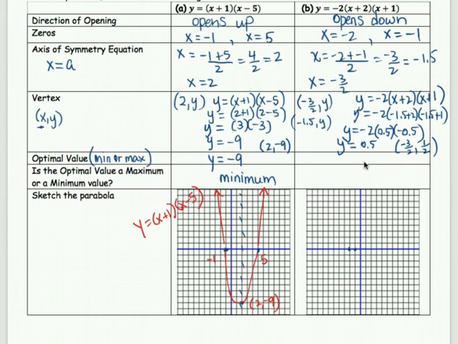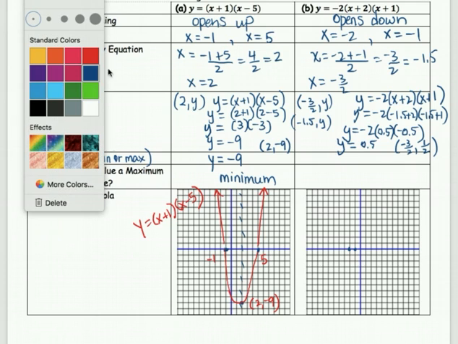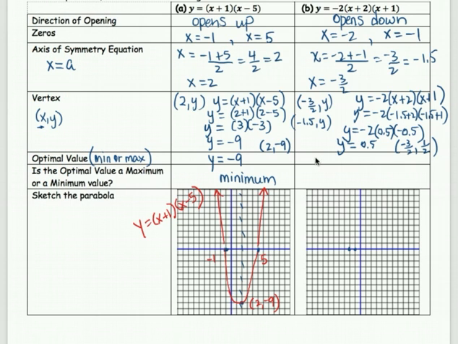Okay, all right, so what's the optimal value? I'm just going to change to a different color here because we're getting messy. So the optimal value here, how high did it go? It's 1/2. The optimal value is always the y value. The axis of symmetry is always the x value of the vertex, right? So here, the optimal value is positive 1/2. And we know that it opens down, right? So it goes like this, so we know we have a maximum.